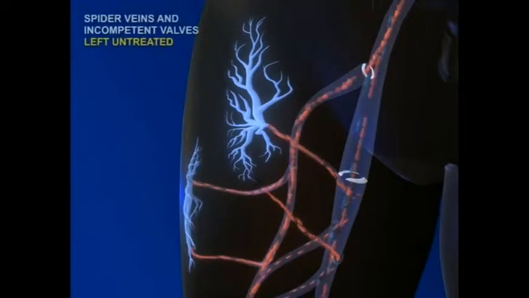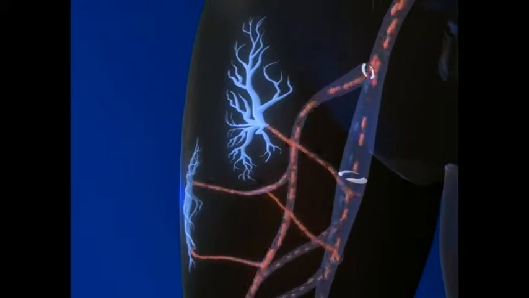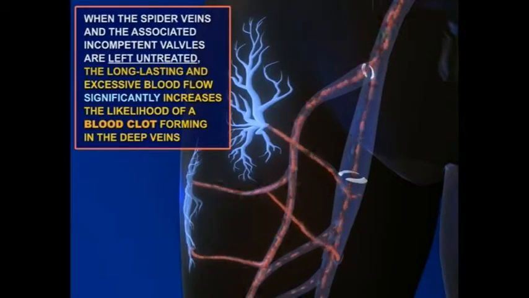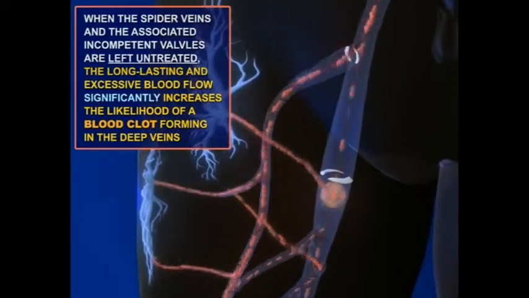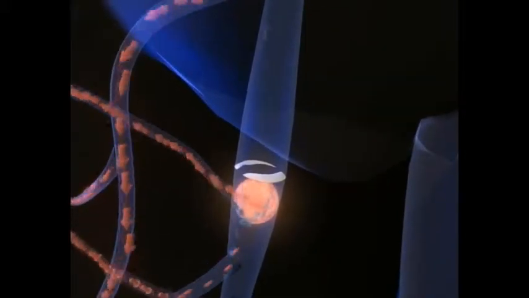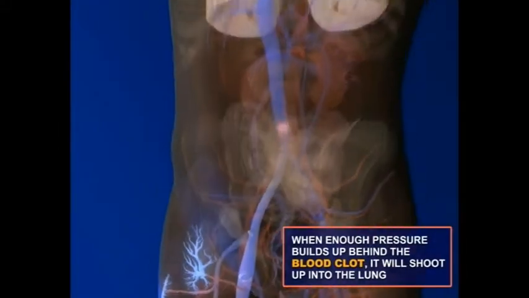You are now seeing scenario 3. In this case, there are clusters of spider veins on the legs and incompetent valves in the larger vein, which have been left untreated. When the spider veins and the associated incompetent valves are left untreated, the long-lasting and excessive blood flow leaking downwards significantly increases the likelihood of a blood clot forming in the deep veins of the legs.